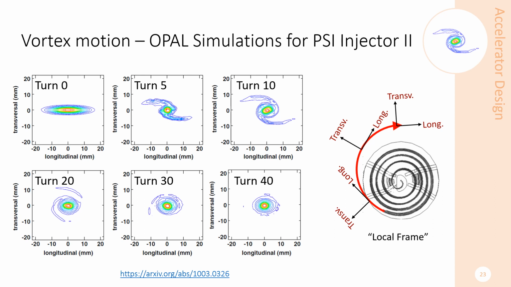Now, this round distribution will not change much in size anymore as it is being accelerated in the cyclotron and will lead to clean extraction with an electrostatic septum. One thing to point out here is that this is in the beam's local frame, which moves with the beam along the spiral trajectory.